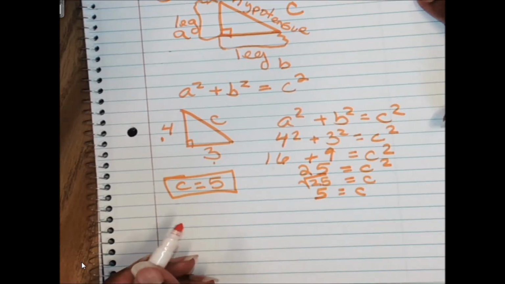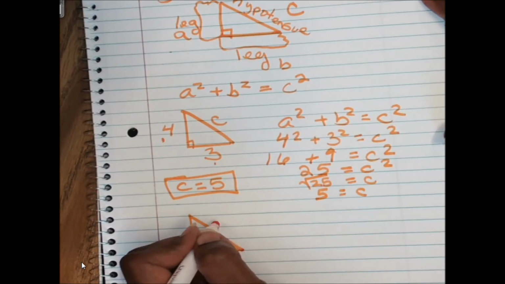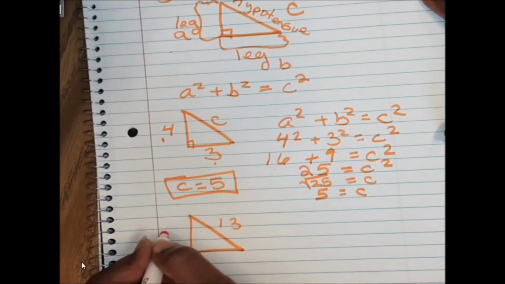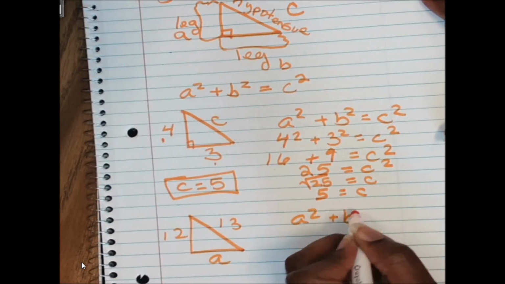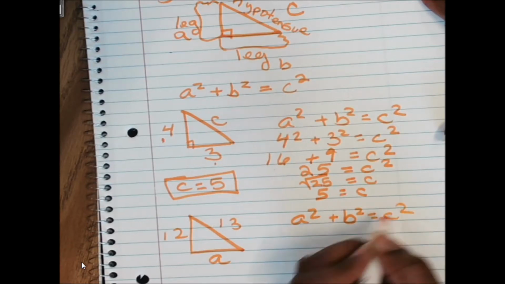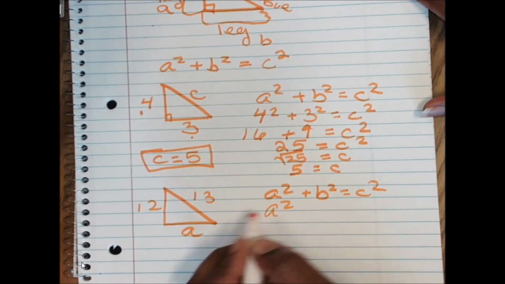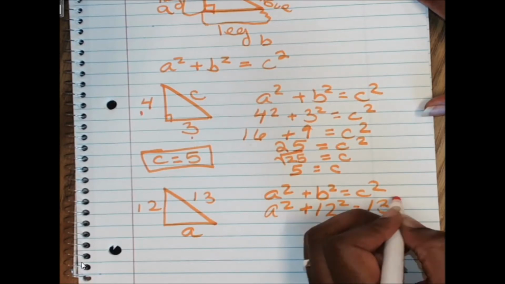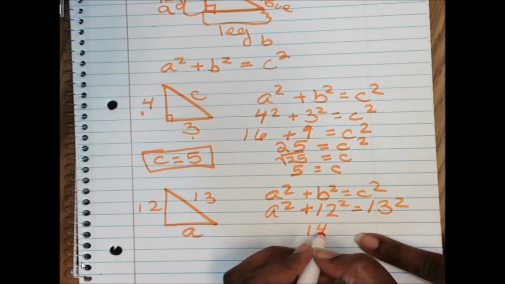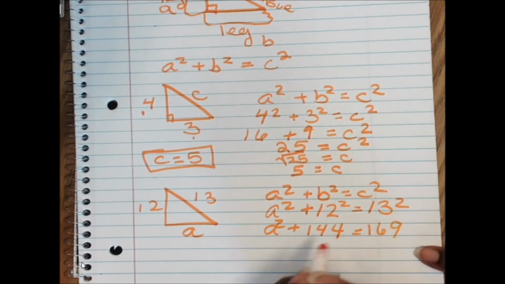Now, when the hypotenuse is given and one leg is given, let's say that this is 13 and this one is 12, and we have to find a leg. First thing we do is write the formula. A squared plus B squared equals C squared. Substitute what we know. We are missing a leg. We have one leg, and then this is the hypotenuse. This is 144. 13 squared is 169.